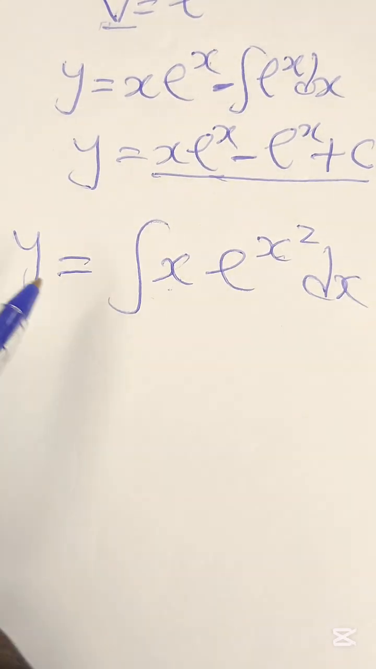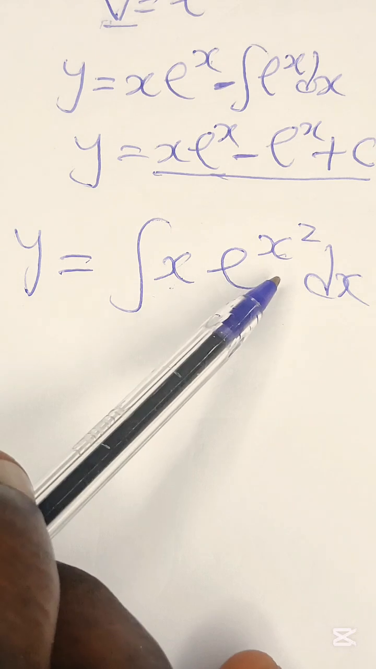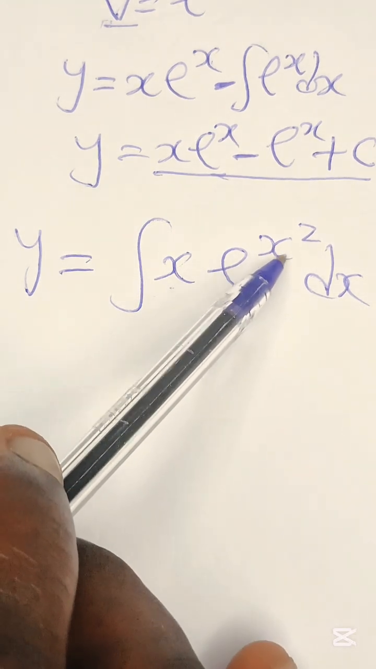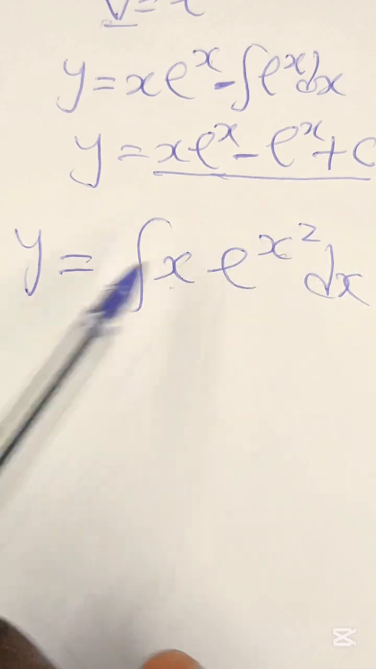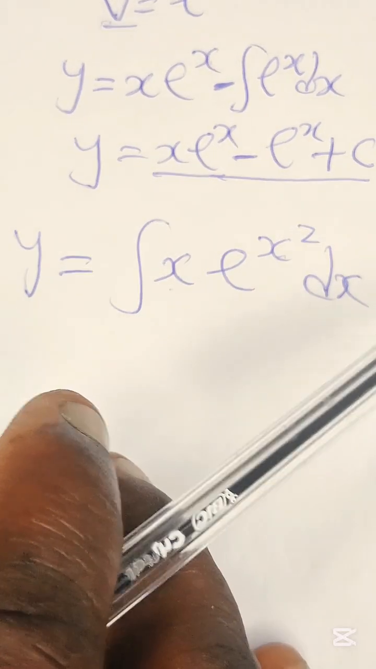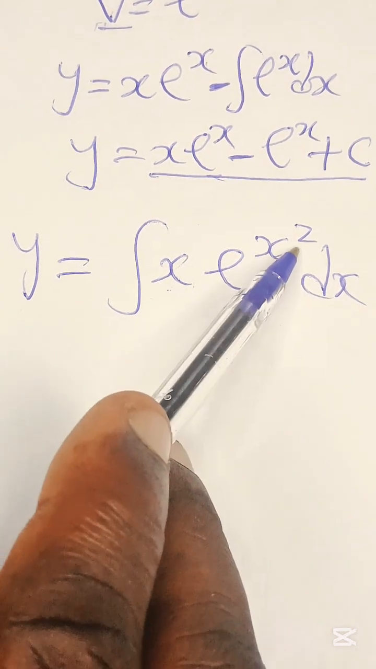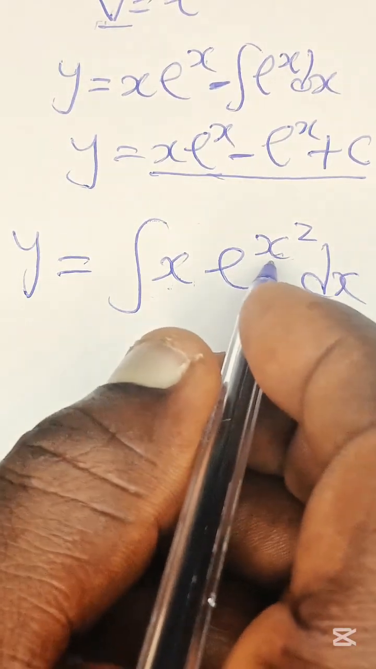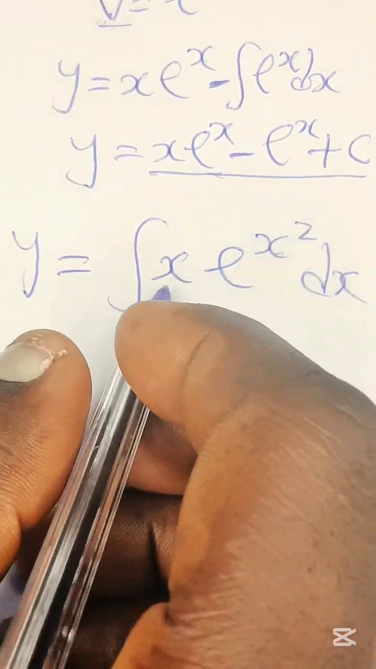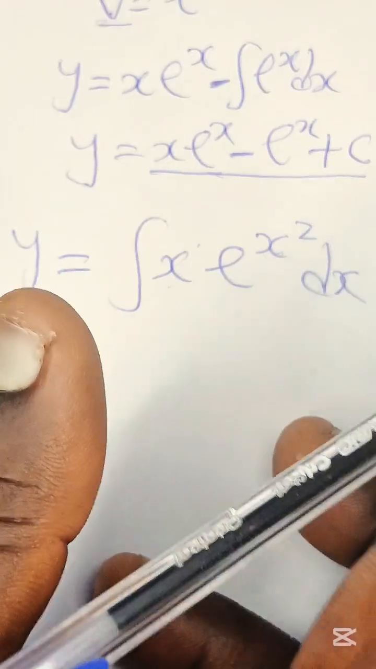How do we identify whether this is integration by substitution or integration by parts? For integration by substitution, the power of this x squared must be greater than the power of this x by 1. In the first question, they have equal power, but x squared and x, the x squared here is greater than x by 1. So you must take note of this. If not, we use integration by parts.